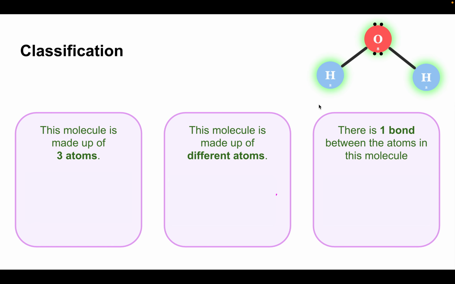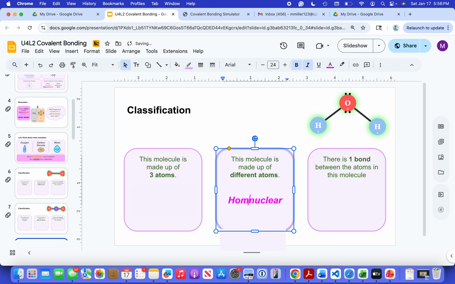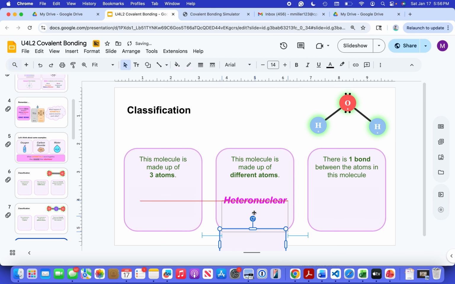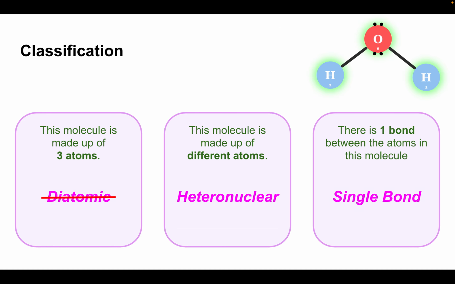All right. And our last one is water. So this molecule is made up of 3 atoms. So is it diatomic? Nope. This molecule is made up of different atoms. So it is, I didn't change that. That should be heteronuclear. Should we change that right now? Really don't feel like having to redo this video. Okay, heteronuclear. And there is only 1 bond between the atoms in this molecule. So we would call that a single bond.